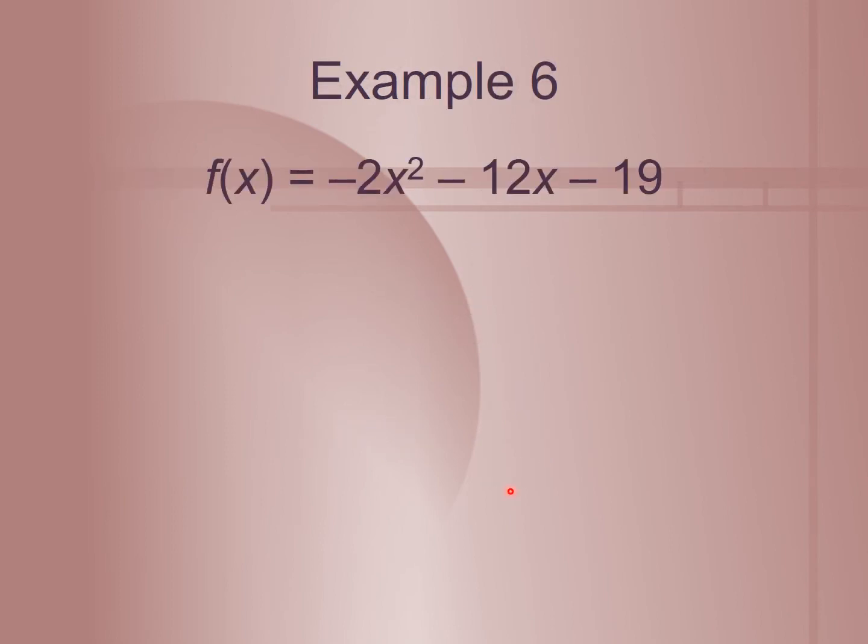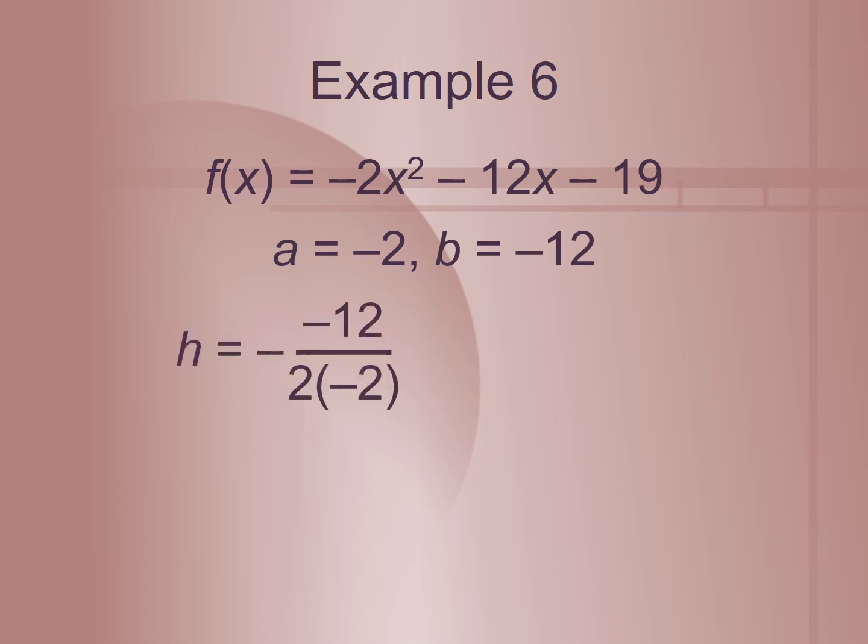So here is your quadratic function. You have negative 2x squared minus 12x minus 19. Now, you could complete the square and manipulate this to look like your vertex form, or you can use those formulas that are found on page 518. So first we have to identify our a, b, and c. Our a is negative 2, our b is negative 12, and c would be negative 19.